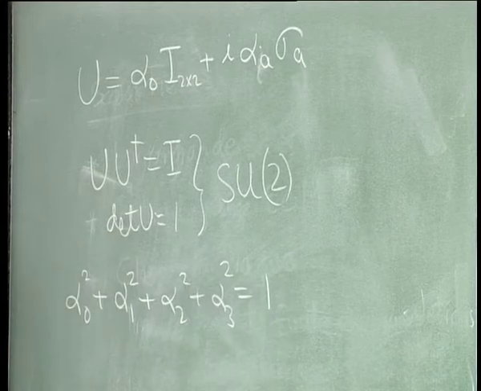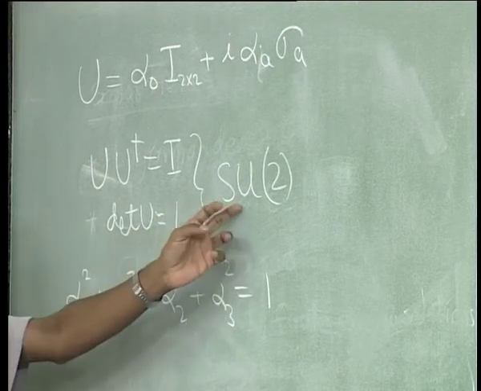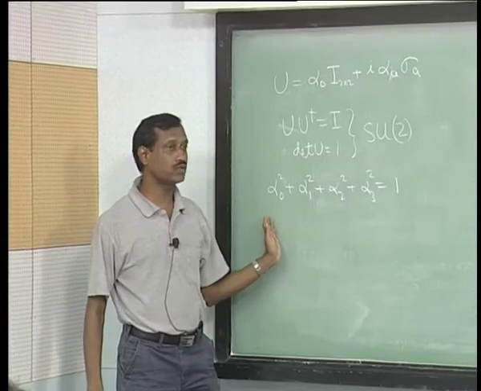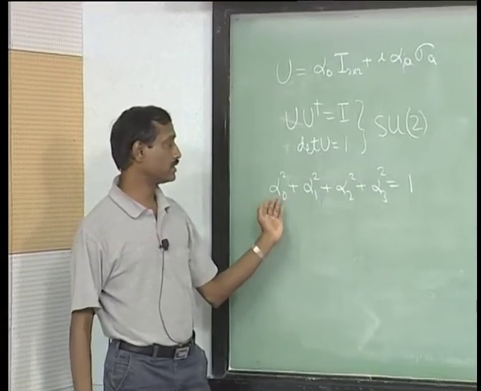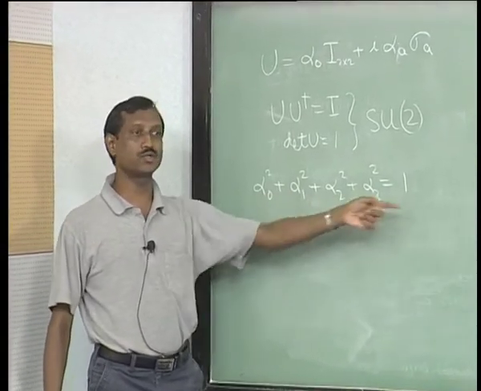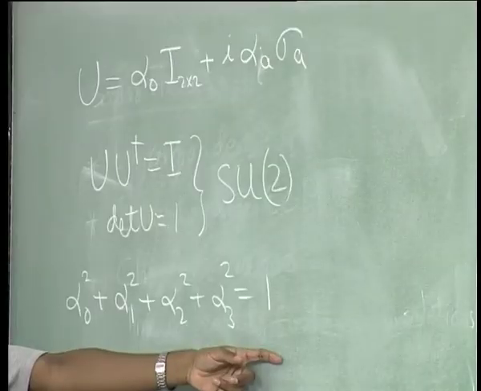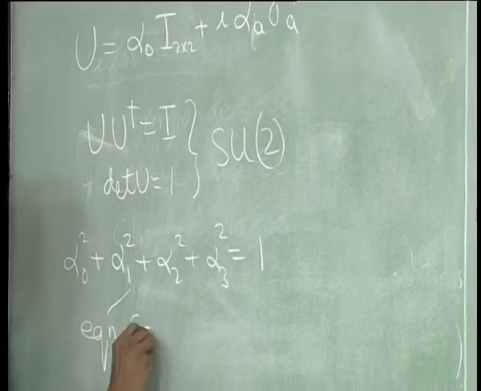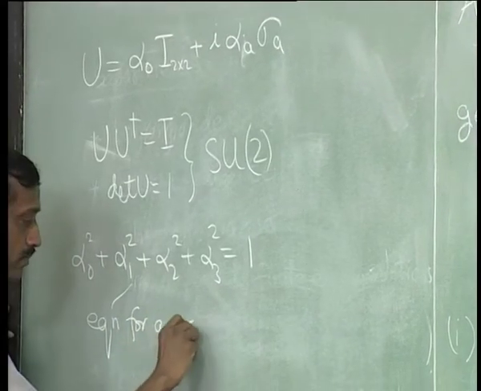equal to 1. So, what it says is that the set of SU2 group elements is in 1-to-1 correspondence with the points on a 3 sphere, because this is exactly 4 numbers subject to one relation. This is an equation for a 3 sphere.